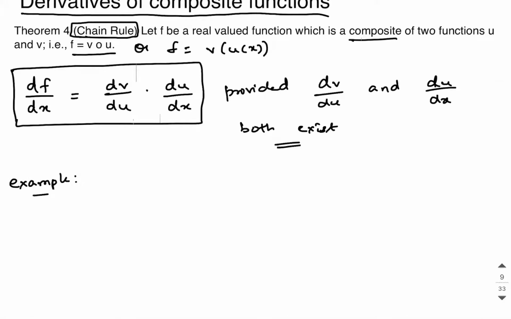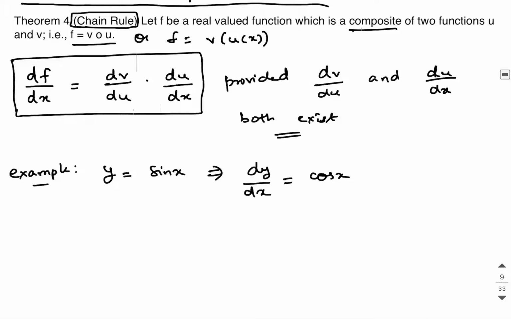So let's consider an example. If I give you a question, y is equal to sin x, then what is going to be the derivative of it? This is not a composite function. So from your last year basics, you know that dy by dx is going to be equal to cos x, right? In a similar way, if instead of sin x, I have sin x square, then what is going to be the value of dy by dx?